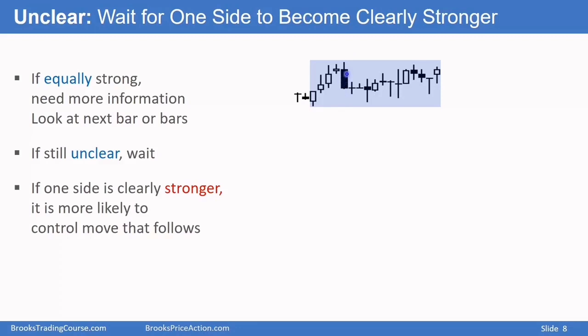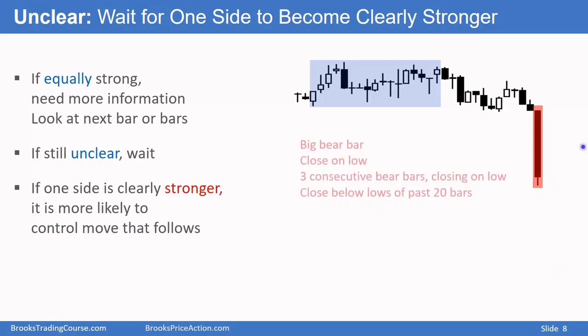No. If one side is clearly stronger, then that increases the chances that that side will win and will get a breakout in that direction. At this point, is it still unclear, or is one side clearly stronger? The bears have a bear bar closing on its low. It's a big bear bar. It closed below the low of the past 20 or 30 bars. The bears are clearly stronger. The odds are we're going at least a little bit lower.